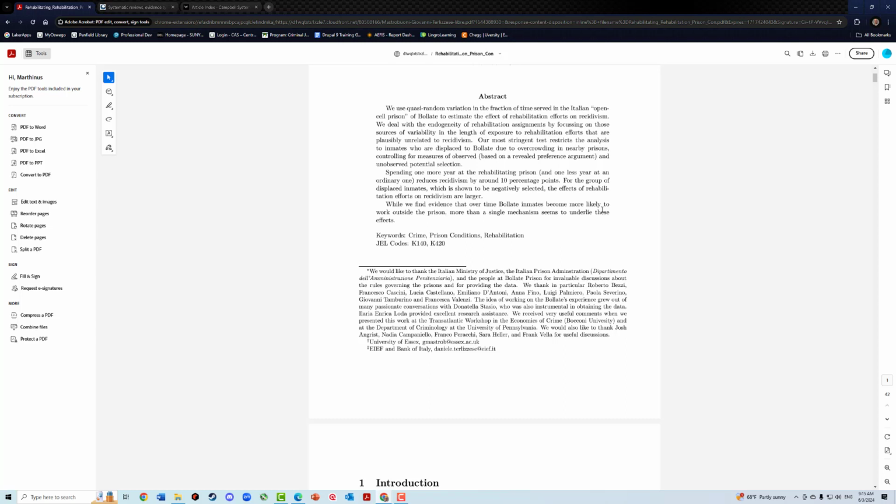Where am I? Aha. Our most stringent test restricts the analysis to inmates who are displaced to bolate, I don't know what that is, due to overcrowding in nearby prisons. Controlling, right? That's something you do when you're conducting an experimento, okay? I don't know if that's how you say it in Italian. By around 10 percentage points.